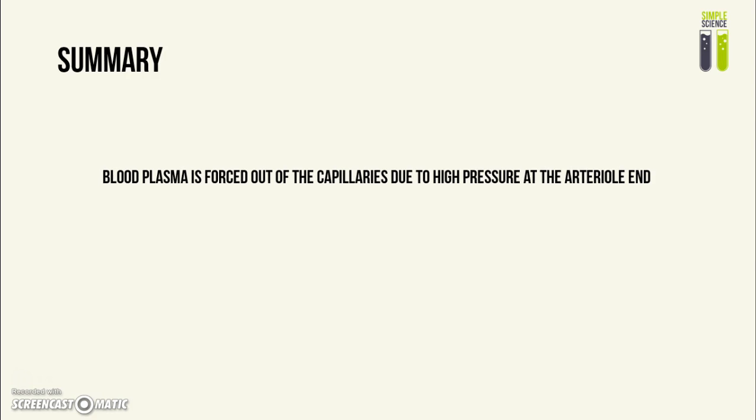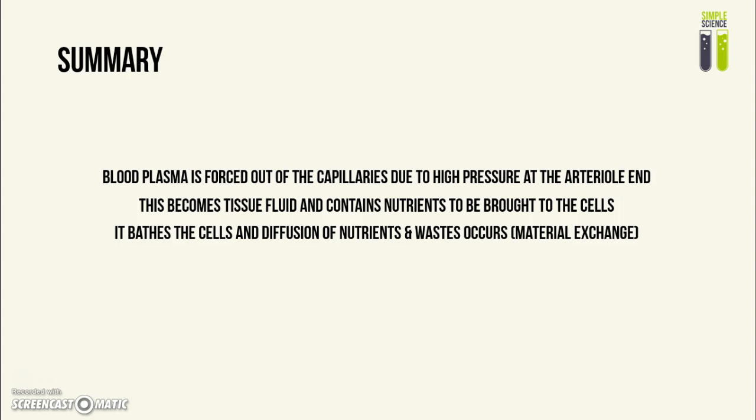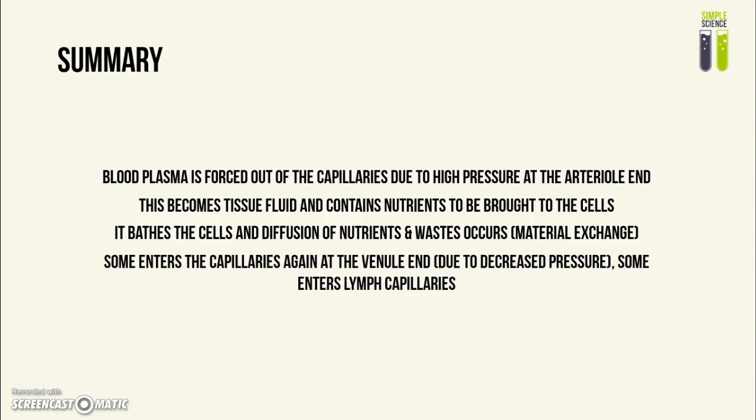Next, we have the formation of tissue fluid summarized. So blood plasma is first of all forced out of the capillaries due to the high pressure in the capillaries at the arterial end. And when this blood plasma is forced out, it becomes tissue fluid, and it contains nutrients that need to be brought to the cells of the body. The tissue fluid bathes the cells of the body. It acts as a diffusion bridge, which means that nutrients are diffusing from the tissue fluid into the cells, and the wastes are diffusing from the cells into the tissue fluid, and this is material exchange.